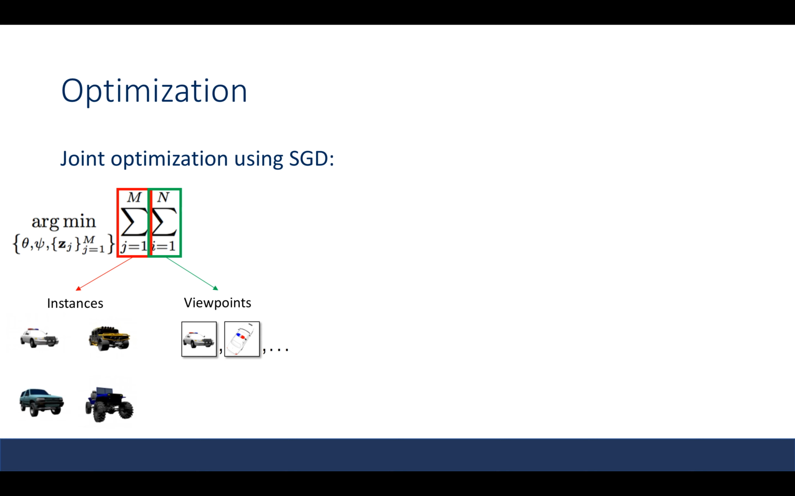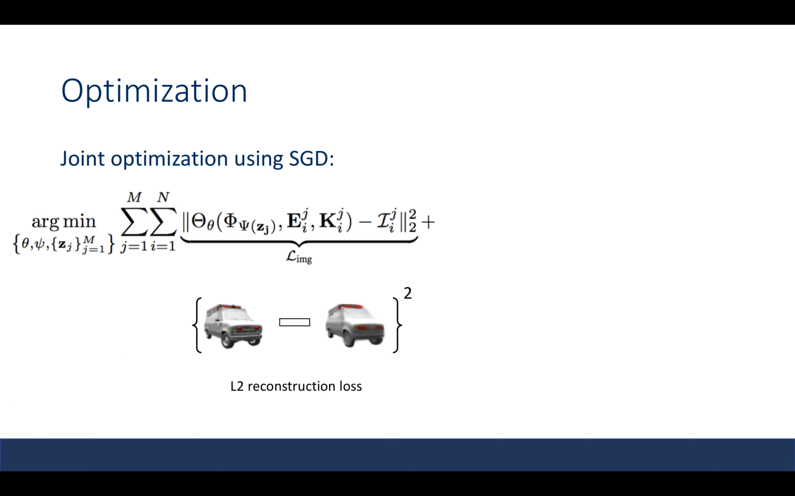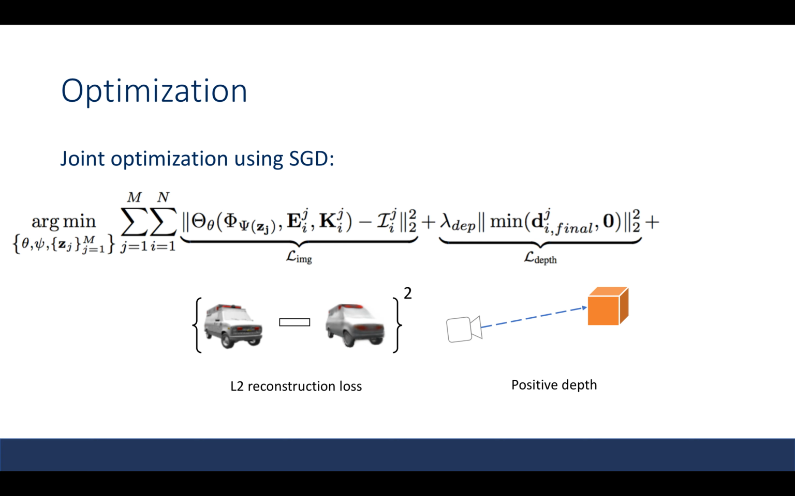The loss function is simply a summation through all instances and then, for each instance, through all of its observations. The loss function is composed of three terms. The first term uses an L2 loss to penalize the difference between the input image and its re-rendered version. The second term enforces the ray-marching algorithm to have a positive final depth. And the third term imposes a Gaussian prior with zero mean and diagonal covariance over the latent codes.